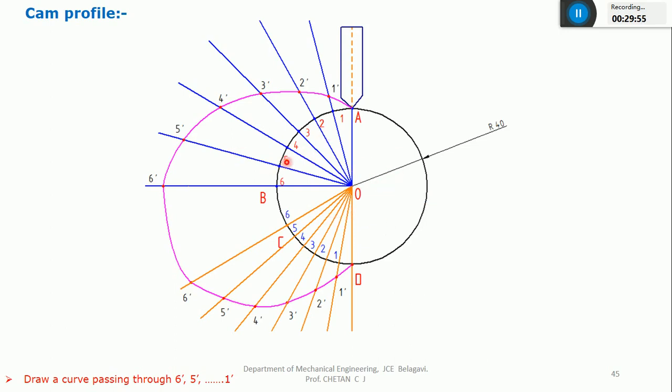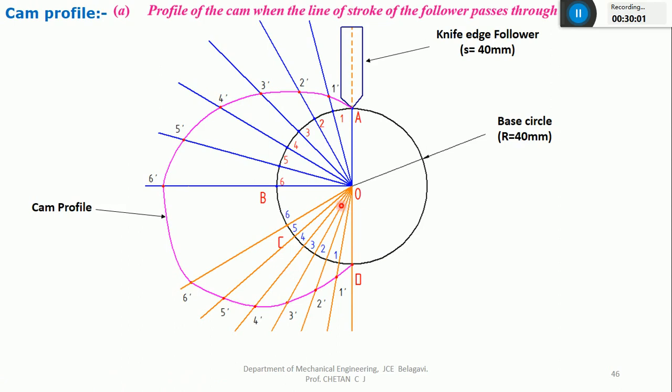As per the given conditions, I have drawn this cam profile. You can see the pink color line, which is nothing but the cam profile, when the follower axis is passing through the center of this base circle. So as per the condition, you can see here. This is the profile of the cam.